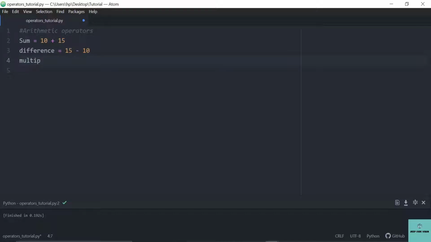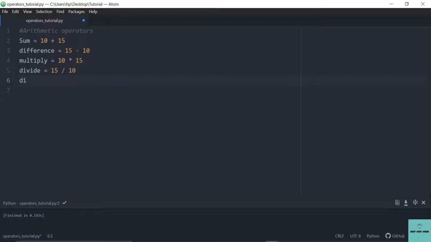Now we have multiply. Now there are three types of division operator. When I say division operator, it performs a division but returns different values to the variable. Now what I mean by that is, there is one operator which is the plain divide operator, which is 15 divided by 10. That's the division operator, what we are used to in maths.